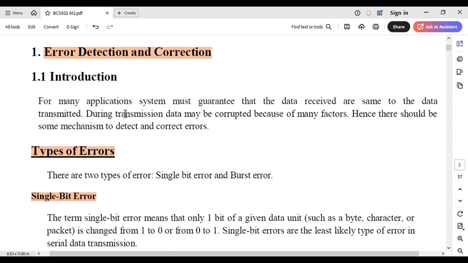For many applications, the system must guarantee that the data received is the same as the data transmitted. Whatever data we have sent, it should be the same as whatever data has been received. During transmission, data may be corrupted because of many factors. There may be short circuits, a weak signal, or some alteration in the transmission medium. So errors can definitely occur, and for that we need to detect and then correct the errors.